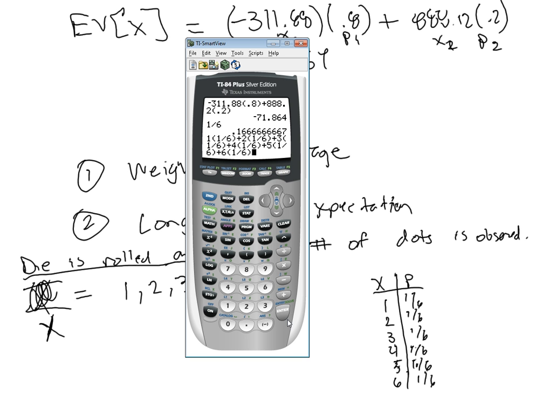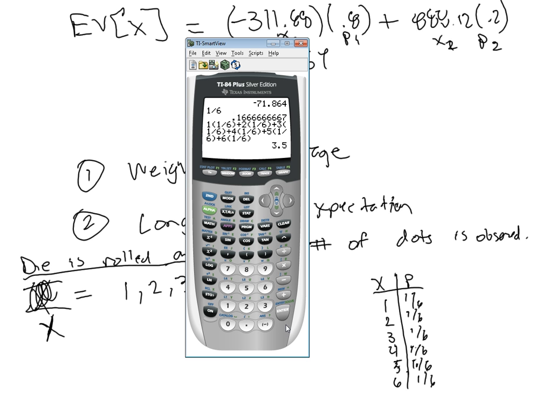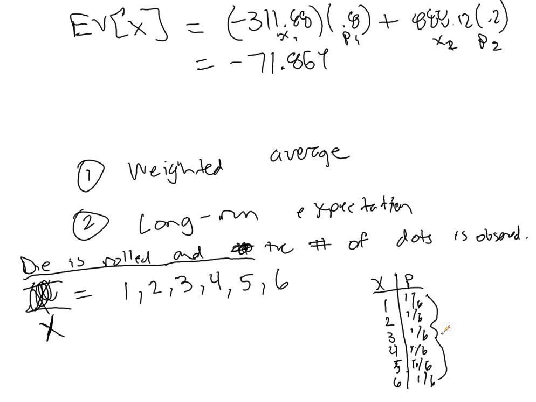And so on average, if we were to find the average face value, we would find that the number of dots would be 3.5. Now, of course, we know we can't have 3.5 dots, but that's the average number of dots that we would expect to get in the long run. So the expected value is really just a fancy type of average. The weights here are all equal weights.